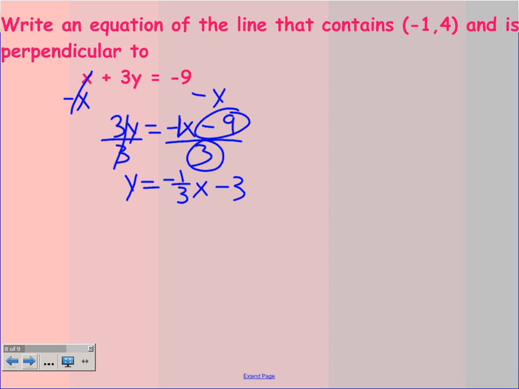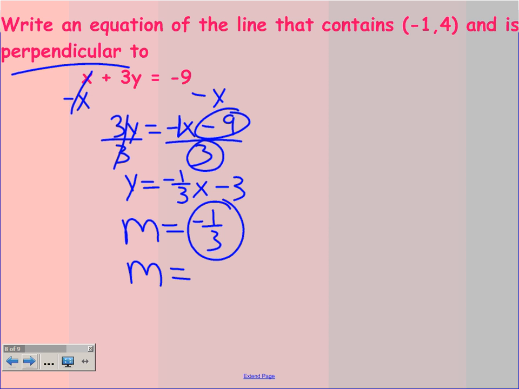Now that I have the equation in slope-intercept form, I can pick out the slope. Before you do anything else, I would stop yourself and say, am I writing a line that's parallel or am I writing a line that's perpendicular? If it's parallel, bam, we're done. It's -1/3. However, this tells us to write a perpendicular line, so we need to change it. The negative reciprocal of -1/3 would be a +3. Just like before, right? Yep.